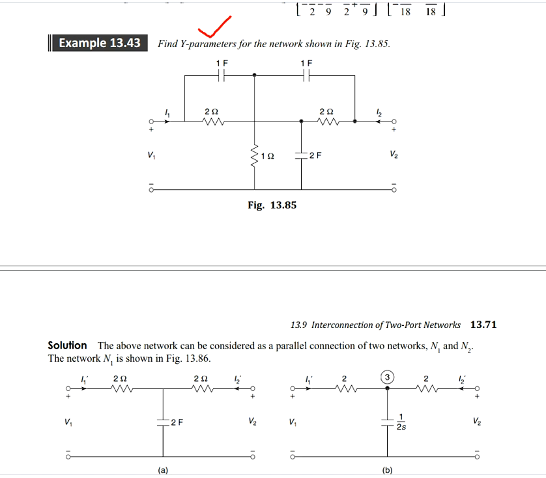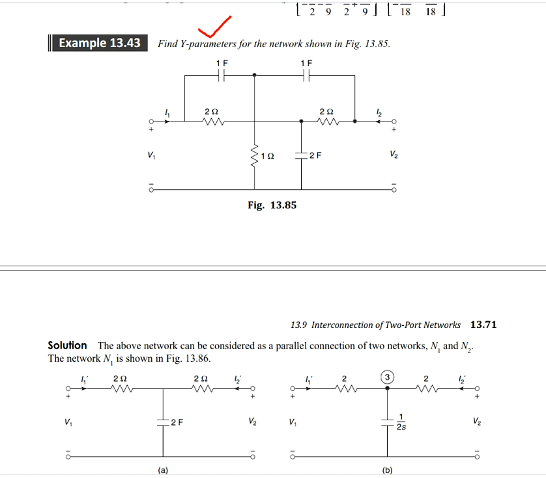So how to avoid this? How to simply solve this network? Using the concept of connection of two-port networks. So we need to divide the given network, the overall network, into two different networks. You need to observe the type of connection first. It doesn't mean that since y parameters are asked, the networks will always be in parallel connection. They may not be, but here it is happening.